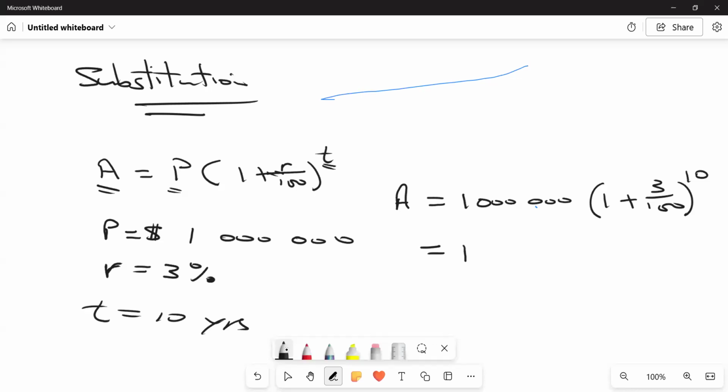So you get, is it 1.3 million? All right, roughly that. Yeah, roughly that, you're not wrong there. You have to get more than $1 million. You can't invest $1 million and get less than $1 million. So you get $1,343,916. Imagine this: if you invest $1 million at this rate, you will get $343,916 in interest after 10 years.